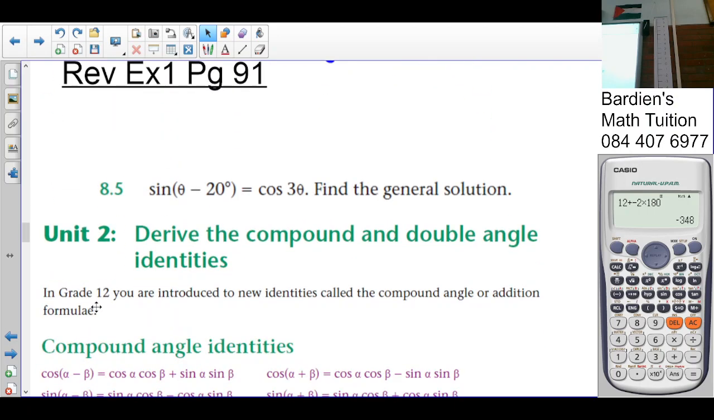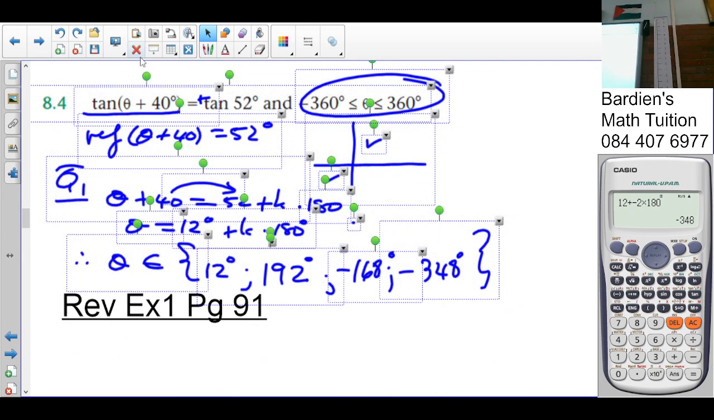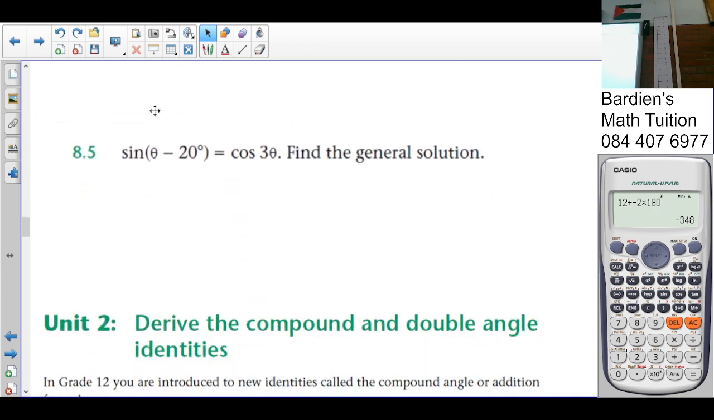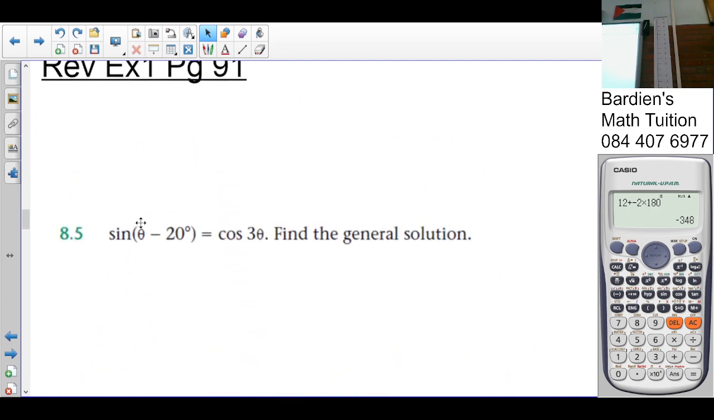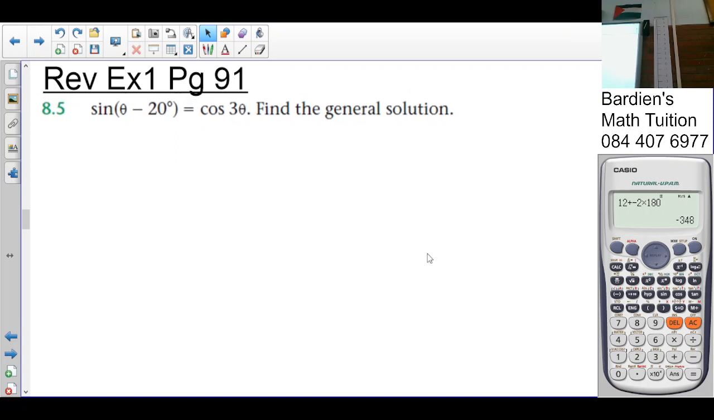And then the next one, again we need the space. The last one. So you have sine of theta minus 20 is equal to cos of 3 theta. Find general solution. Again, this is not going to work for us. You can't say arc sine or arc cos or whatever at this point.